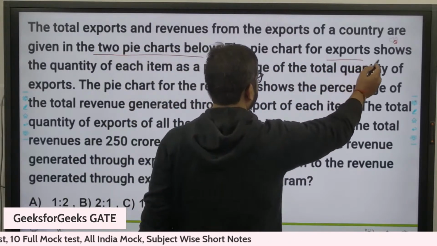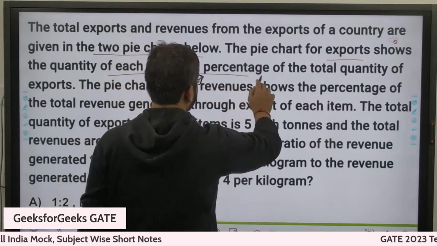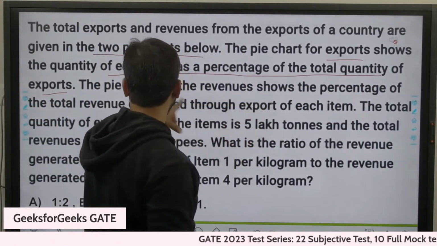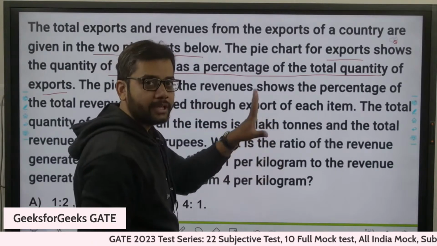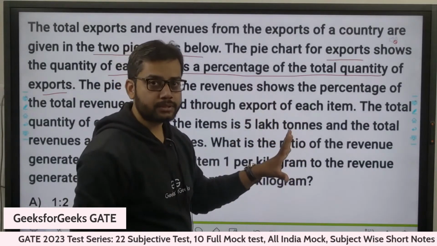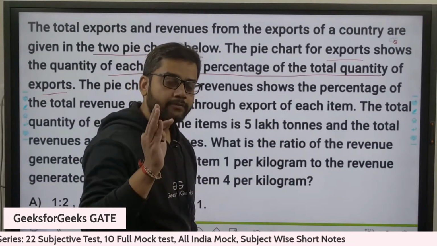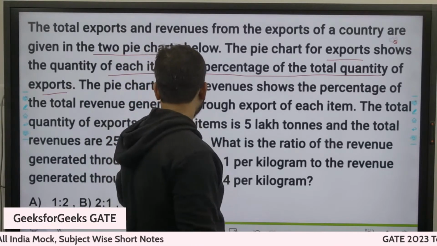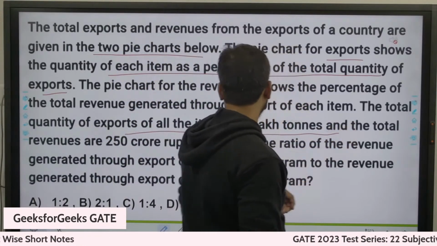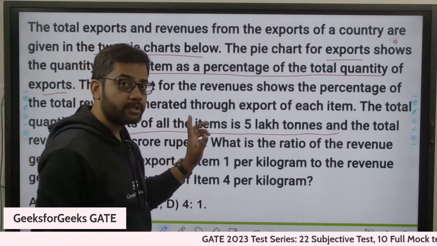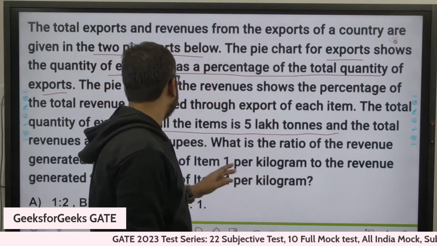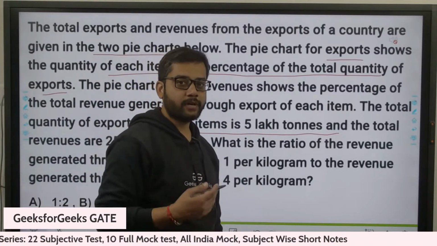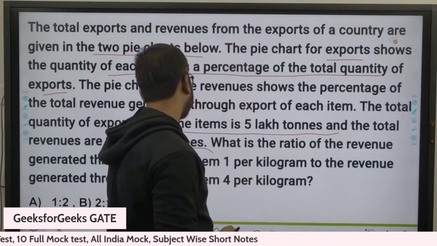The pie chart for the export shows the quantity of each item as a percentage of the total quantity exported. The pie chart for the revenue shows the percentage of total revenue generated through each export item. It means the data are written as percentages for the export and for the revenue from the export. The total quantity of export, all items, is 5 lakh tons, and the total revenue is 250 crore rupees.